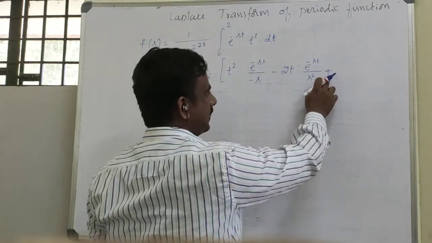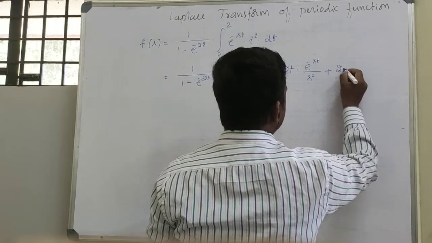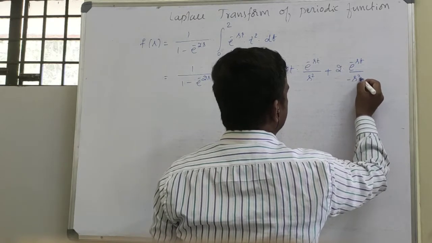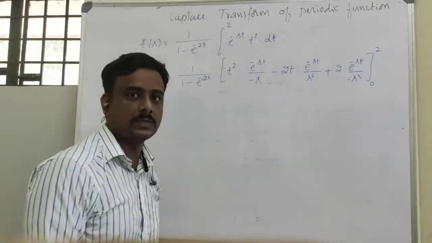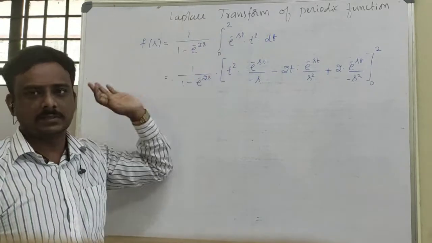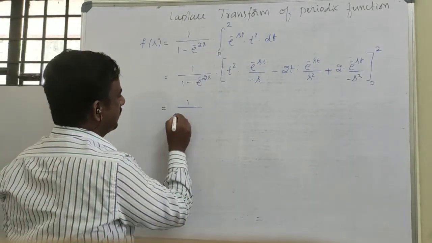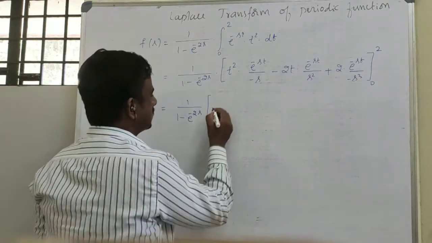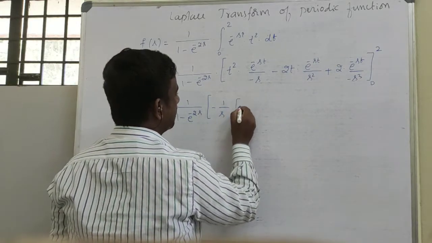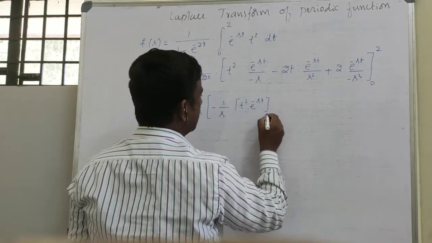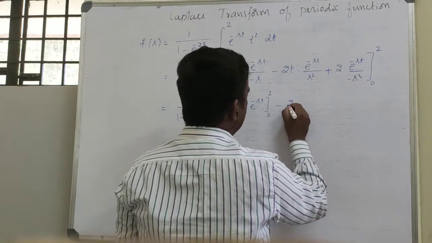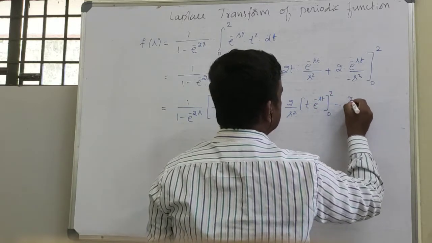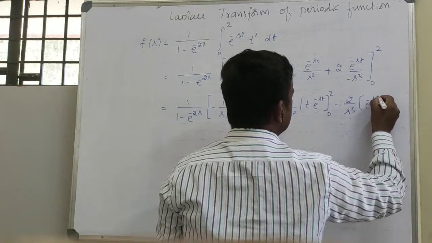Plus, I should write alternate sign, so it is plus derivative of 2t, that is 2, into integral of e power minus st divided by s square, e power minus st divided by minus s cube, between the limits 0 and 2. So that is the integral of this one. Now 1 divided by 1 minus e power minus 2s. To apply these limits, I will write these terms as minus 1 by s times t square e power minus st between 0 and 2, minus 2 by s square times t e power minus st between 0 and 2, minus 2 by s cube times e power minus st between 0 and 2.